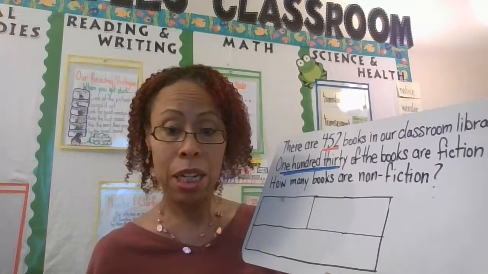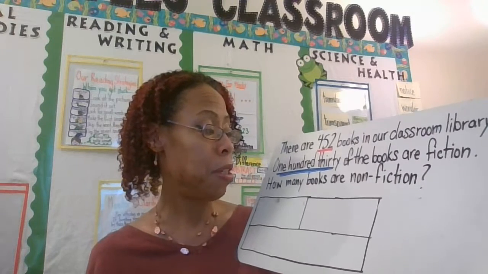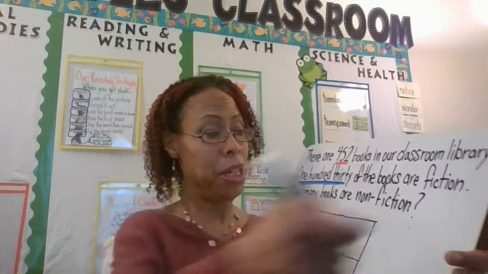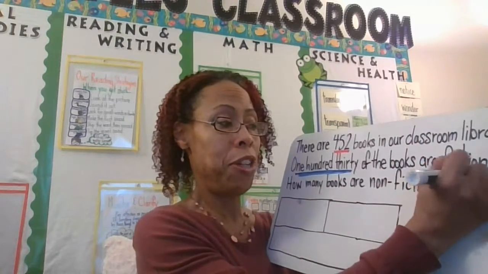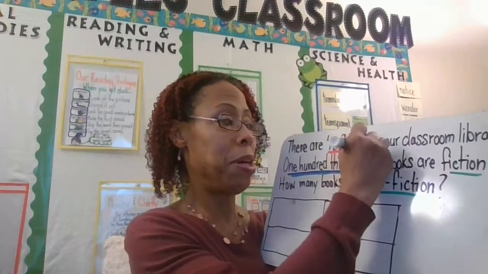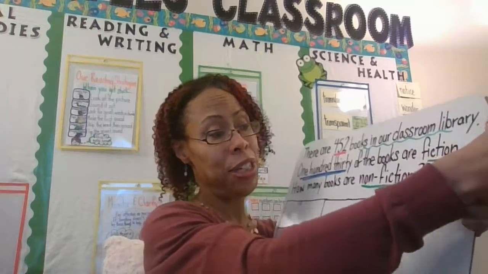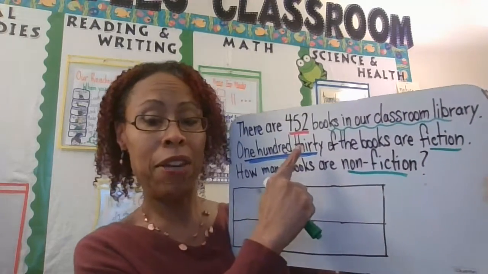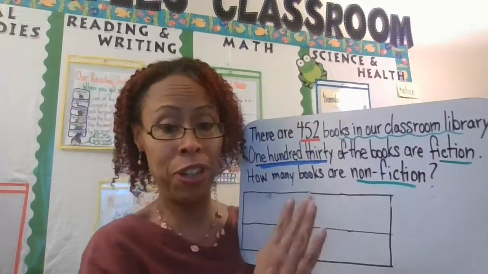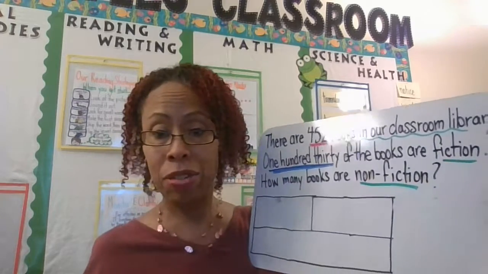And then other key words that we need to know: how many books are nonfiction. So if we look right here, this is the amount that are fiction, this is the amount that are nonfiction, but this is the amount of books in our classroom library. So those keywords tell us that 452 is the total amount, because that's how many fiction and nonfiction altogether are located in the classroom library.